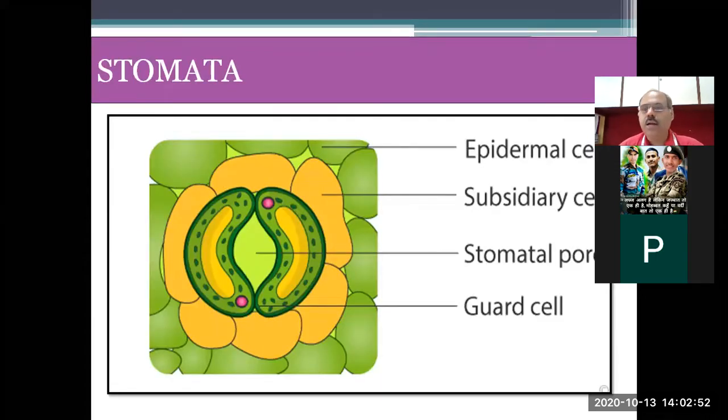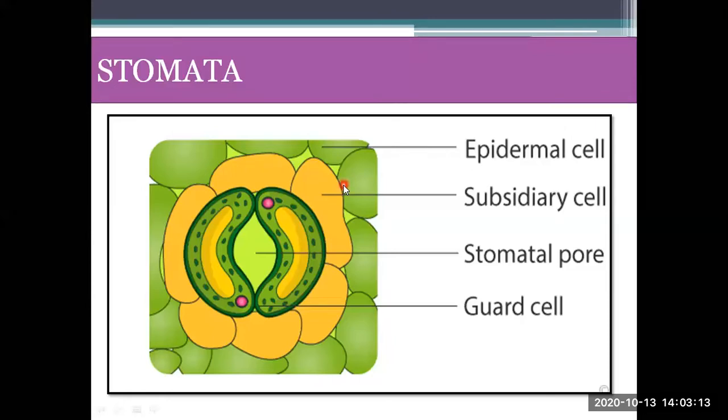So we'll start. As I told you, before going to the details of the morphology and microscopy of the Senna, we will first discuss the stomata, right? So what do you mean by stomata? Can anybody? Okay, the stomata are the diagnostic features of the plant.